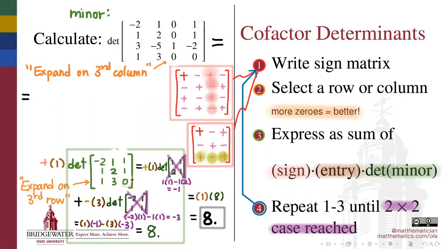All you need to do is expand out along a row or a column by multiplying the associated sign multiplied by the entry multiplied by the determinant of the minor matrix, which is one dimension smaller, that each of those entries determines.